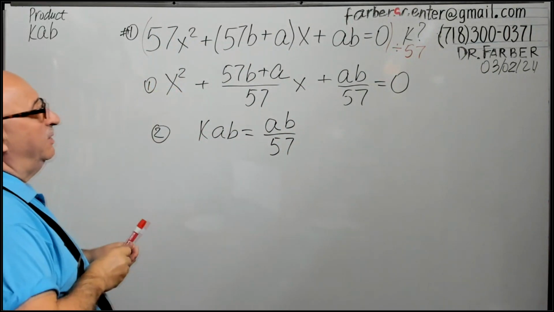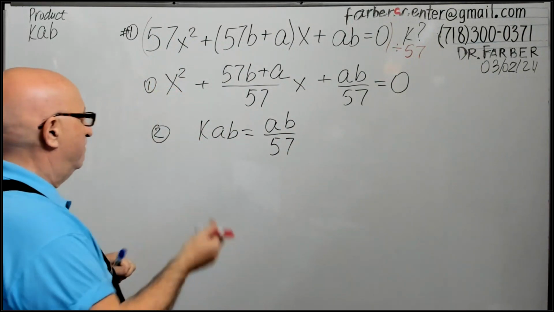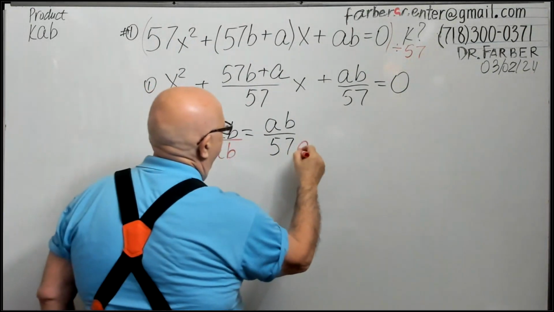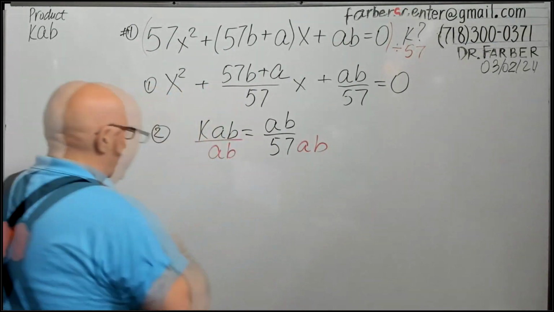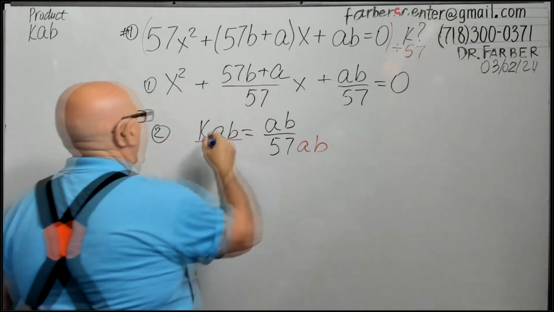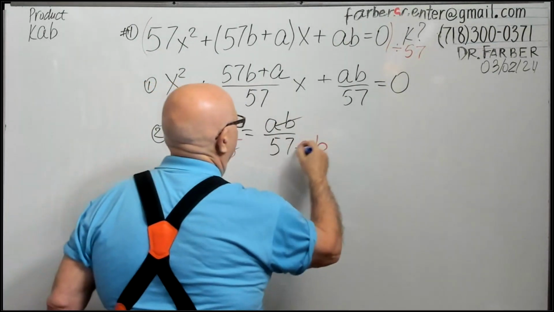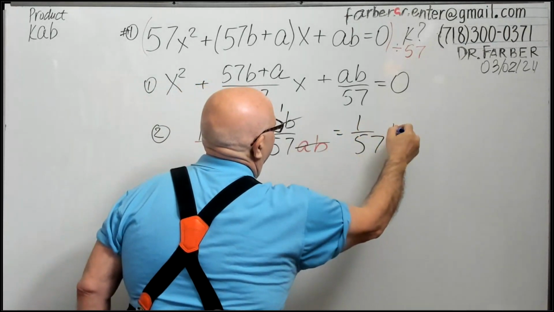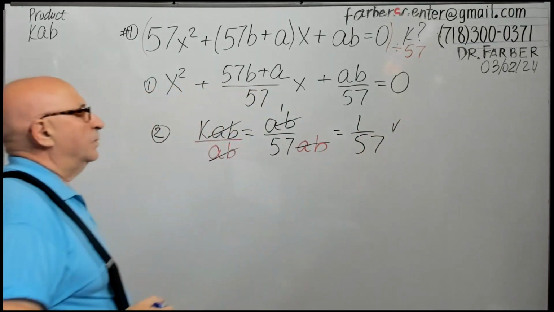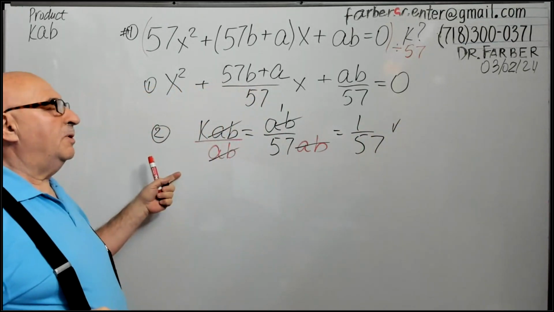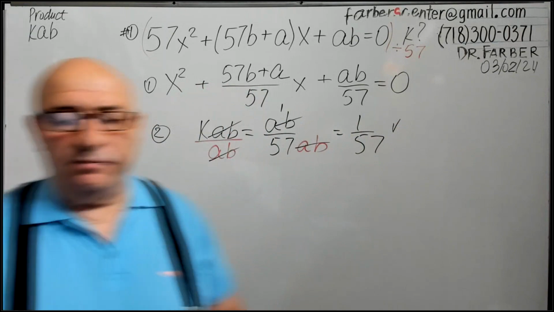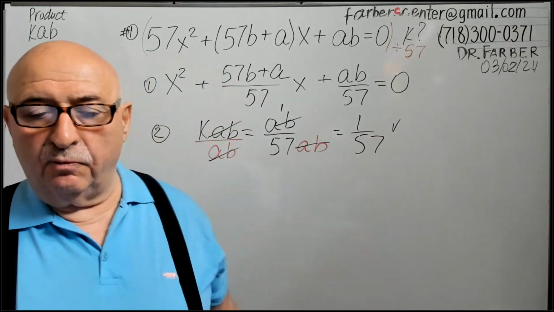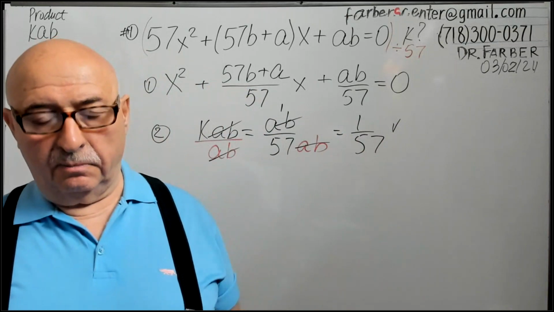Now, how to find k? I divide both parts by AB and cancel out 1 over 57. Okay. So how much time does it take if you know the Francois Vieta theorem, students? Can you believe you can do this in 20 seconds, even less?